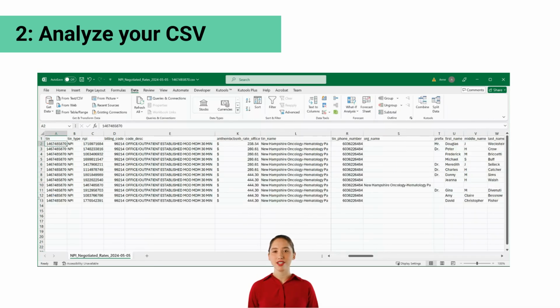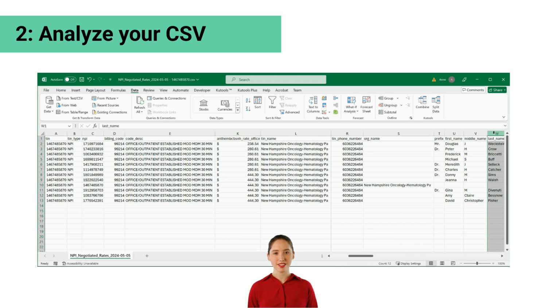The HexIQ platform also allows us to search for rates by the parent tax identification number that owns the rate. If we wanted to dig deeper into the rates for a specific practice like New Hampshire Oncology Hematology, we can see the following information. Column K shows a range of rates from $238.54 to $444.30 for 12 different providers.